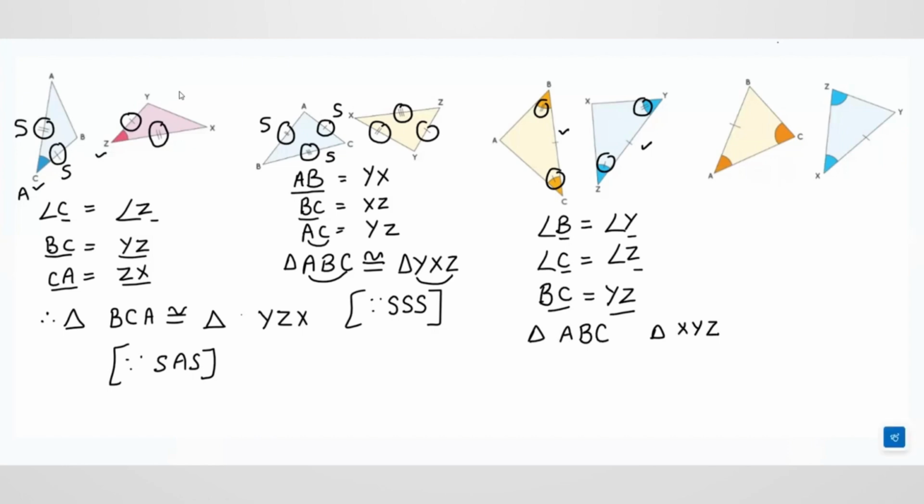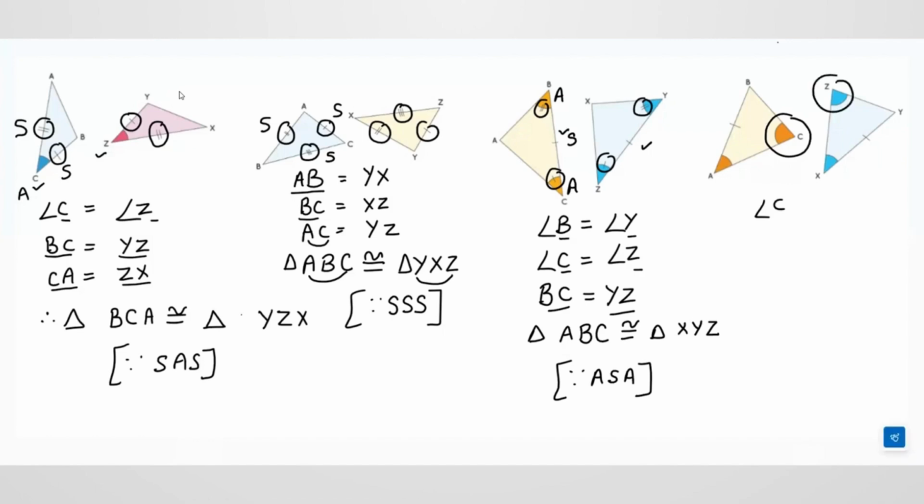That means these two triangles are congruent depending on, we have angle, side, angle. So we can write on here depending on angle, side, angle criteria. We can say triangle ABC is congruent to triangle XYZ.